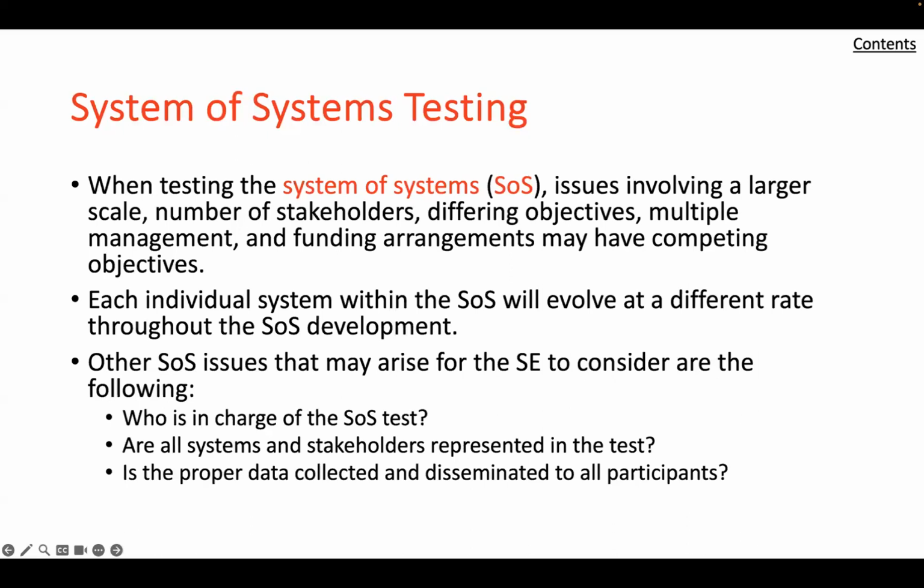So you may have an experience where there are various segments, various large components that are going to be fitting into this larger context, and this is what we're getting the chance to see. And so each individual system within the system of systems will evolve at different rates. We mentioned another system of systems issue that may arise for the system engineer to consider: who is in charge of the system of systems tests, what are all the systems and stakeholders represented in the test, and is the proper data collected and disseminated to all of the participants.